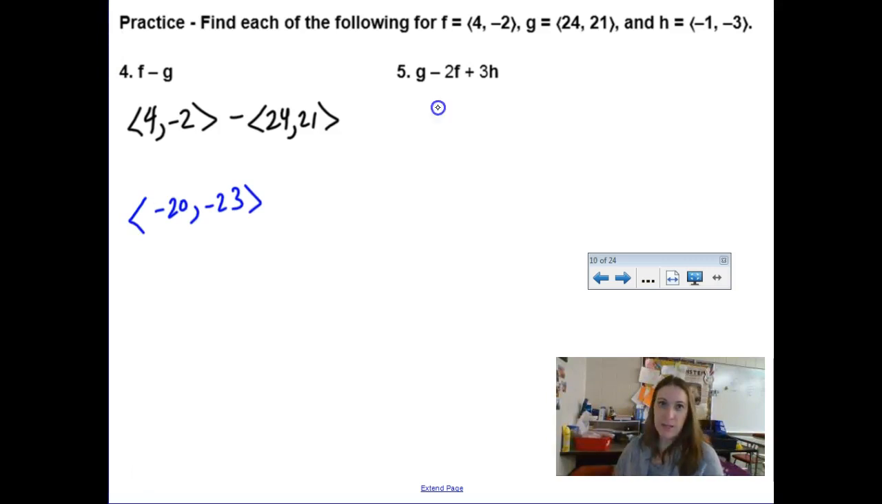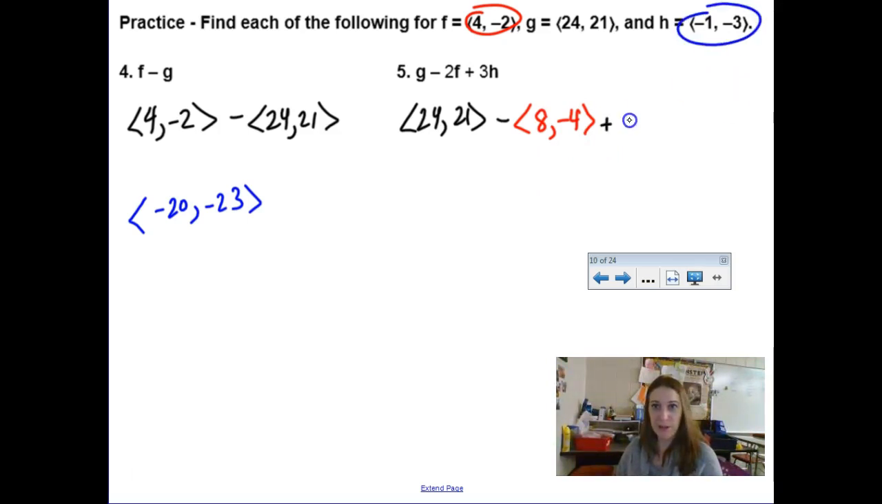And then this one, I have vector g, which is 24, 21, minus, now instead of 2 times f separately, I'm going to go ahead and just double f. So that gives us 8, negative 4. And then similarly here with the plus 3h, instead of writing 3 times h separately, I'm just going to multiply that by 3. So I have negative 3, negative 9.